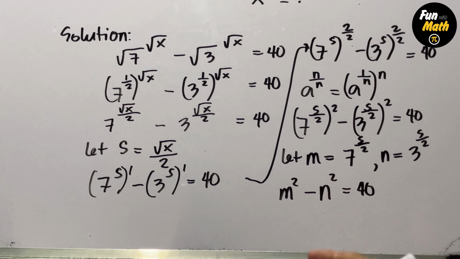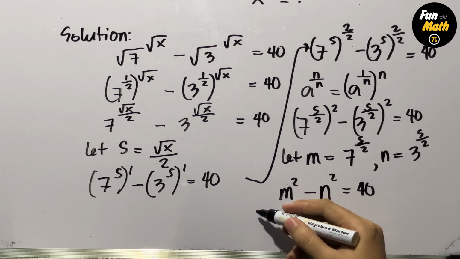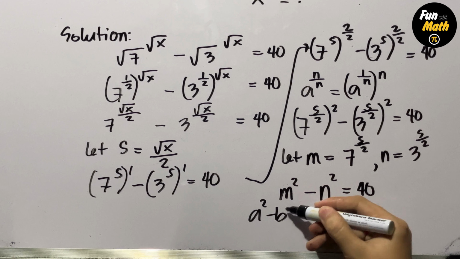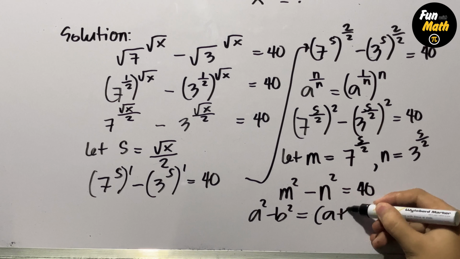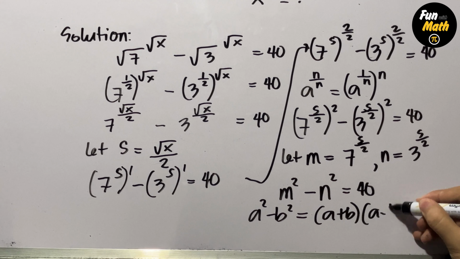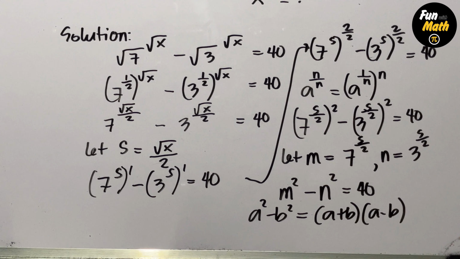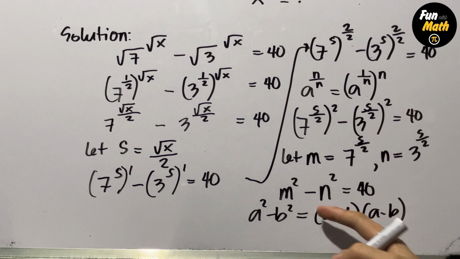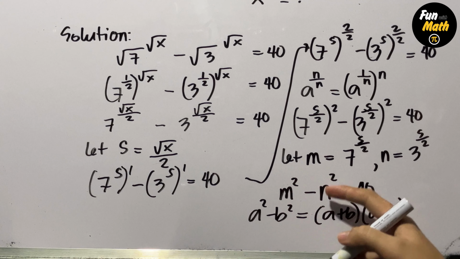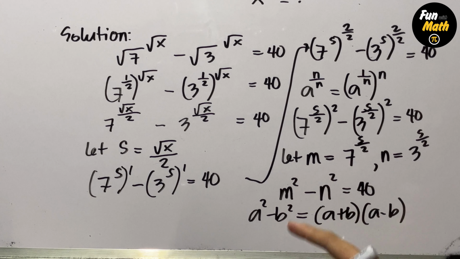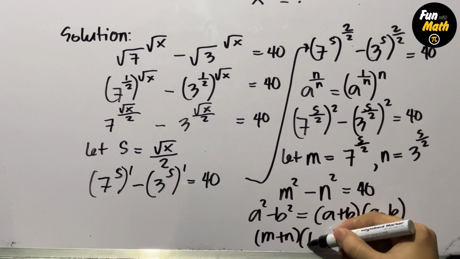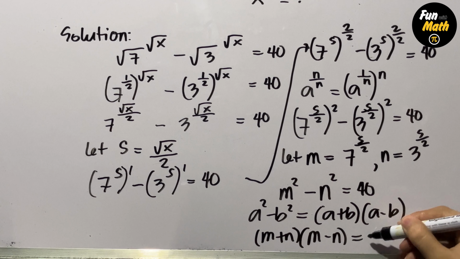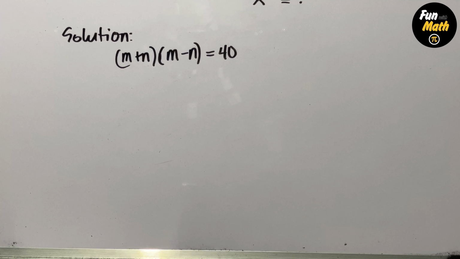So this is an identity. We have an identity a squared minus b squared, which is also equal to a plus b times a minus b. So we can follow this identity. So m squared minus n squared, to expand, this is now m plus n times m minus n equals 40.